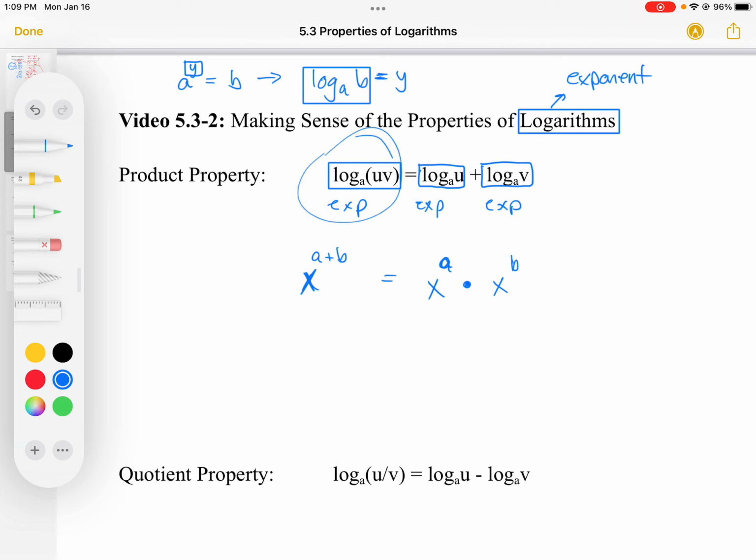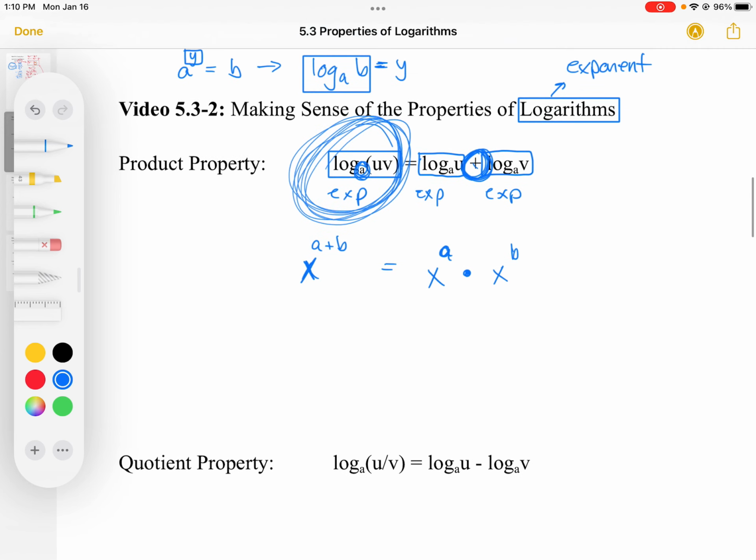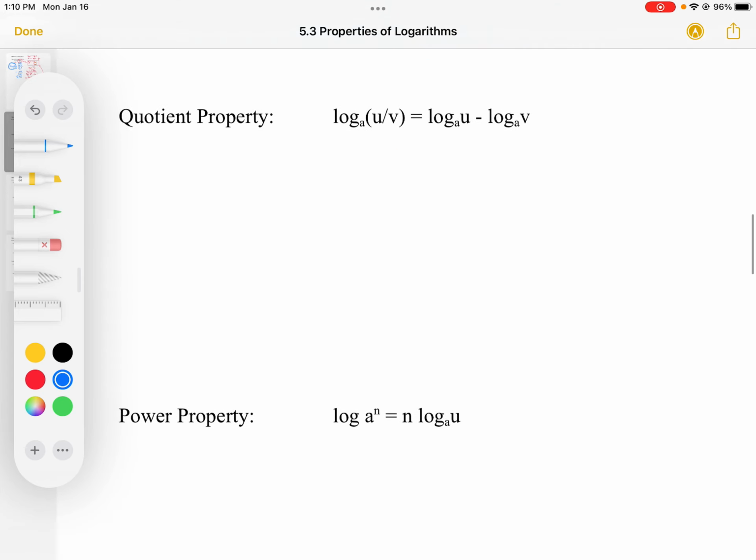Now, relate that to this. When you're multiplying like bases, you end up adding the exponents. So it's directly related. The properties of exponents are directly related to the properties of logs. Let's look at the next property, the quotient property.